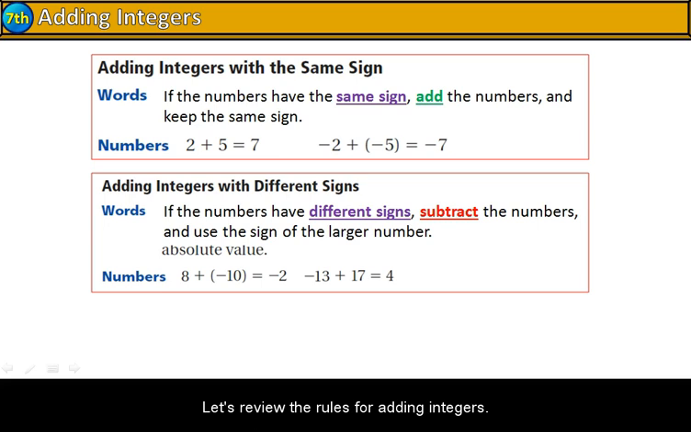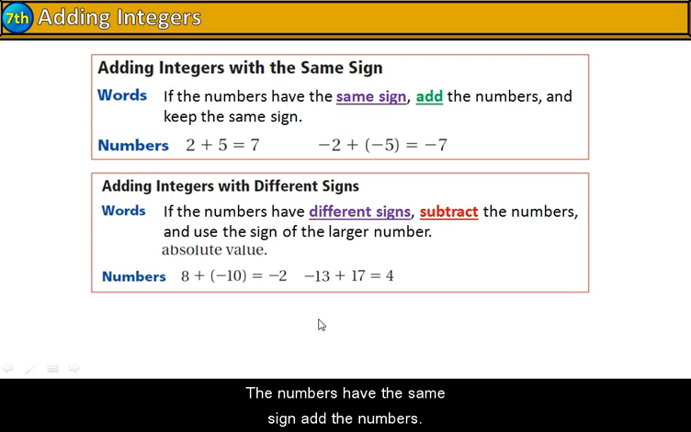Let's review the rules for adding integers. Adding integers with the same sign, such as 2 plus 5 and -2 plus -5. If the numbers have the same sign, add the numbers and keep the same sign. So, if I'm combining 2 positives, the answer will be positive. If I'm combining 2 negatives, the answer will be negative.